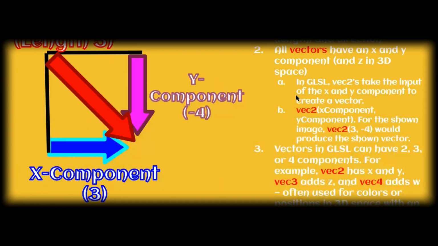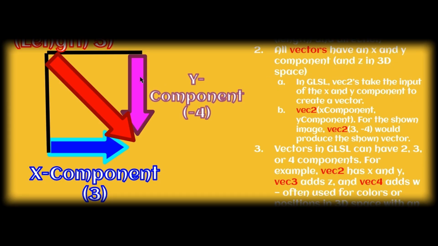So here are some features common to all vectors. All vectors have a magnitude, a length, and a direction. So they can point up, down, left, right, and then they have a certain length. So this vector has a length of 5. All vectors additionally have an x and a y component and a z in a three-dimensional space.